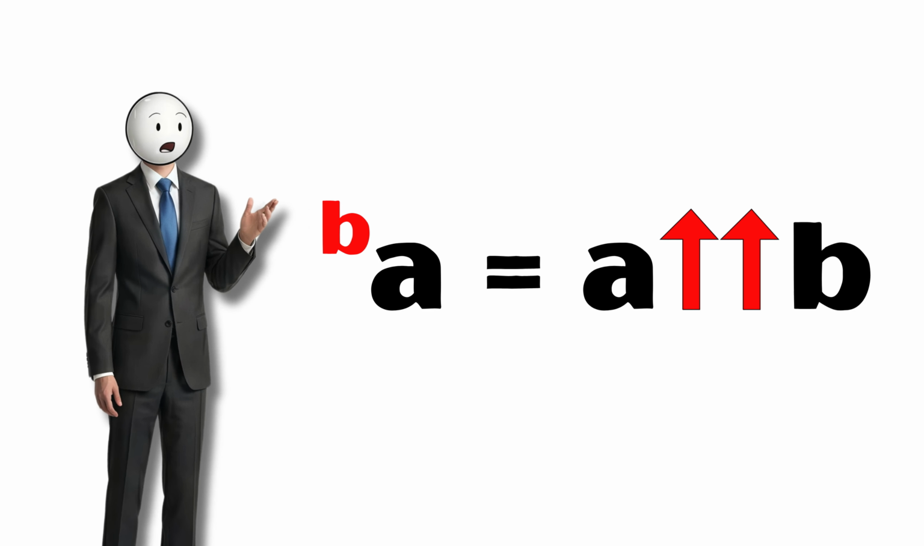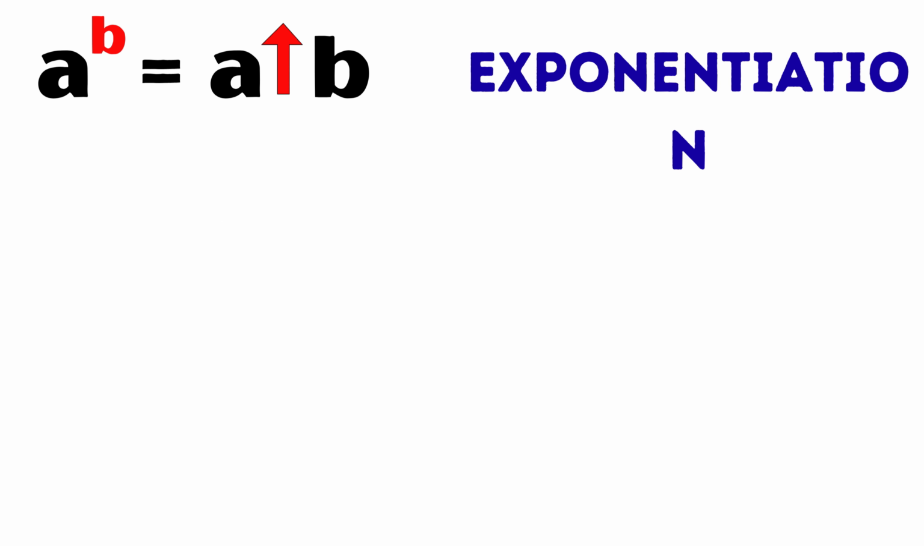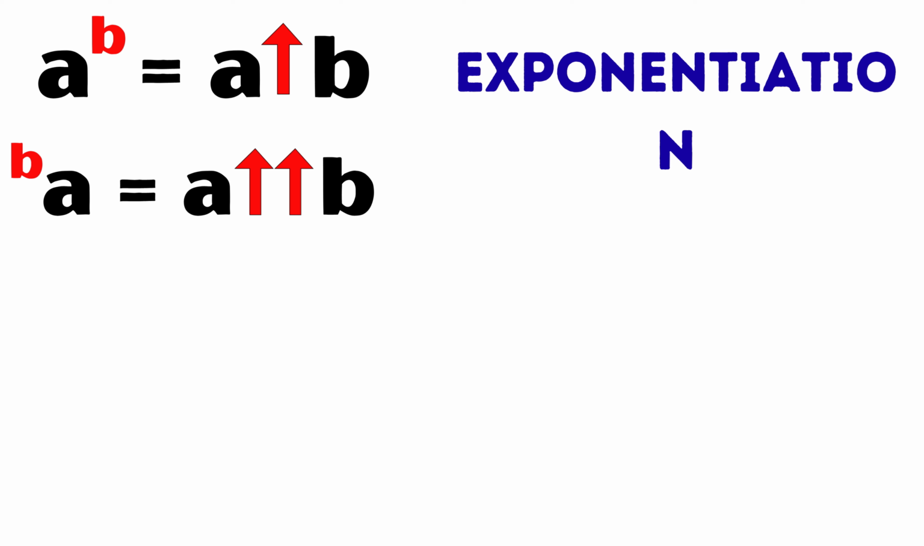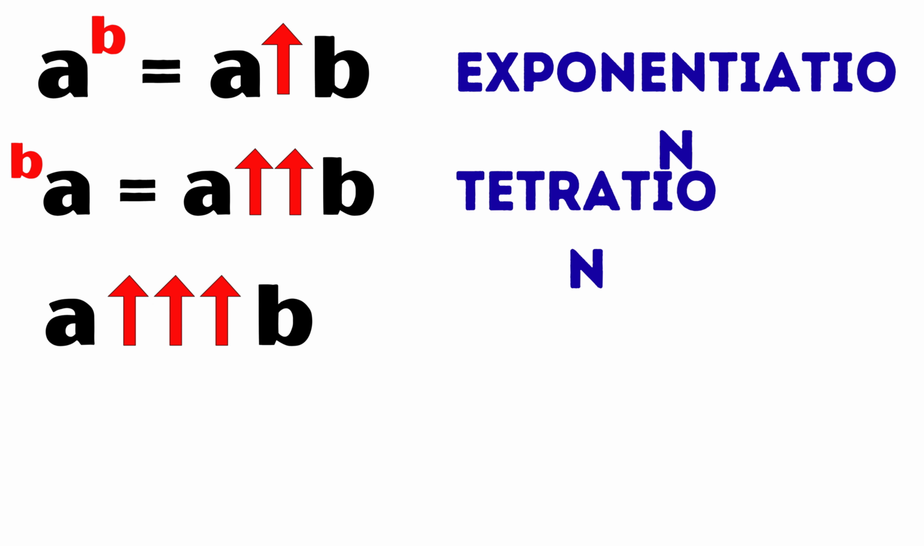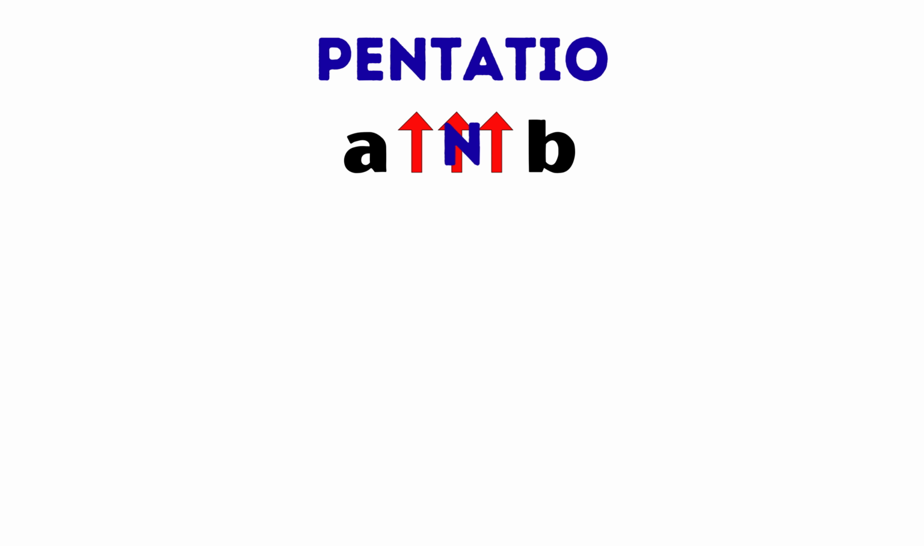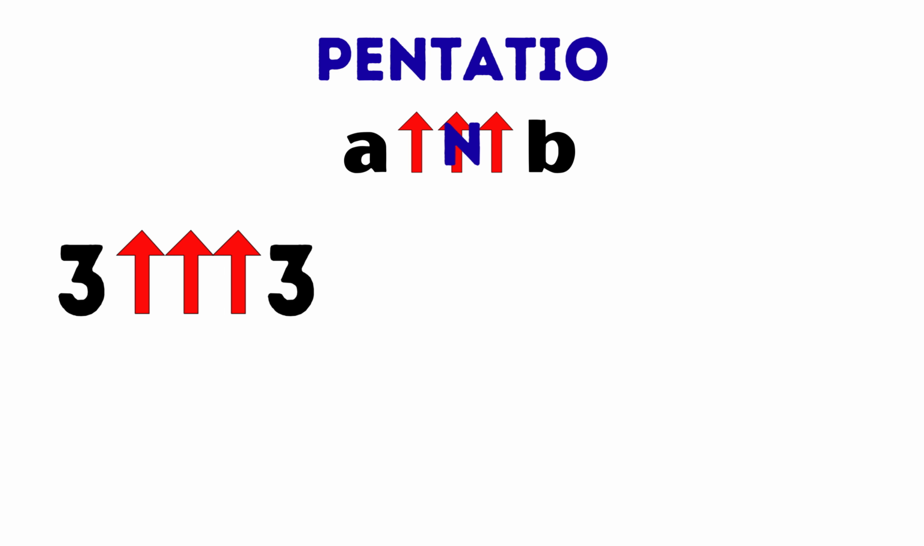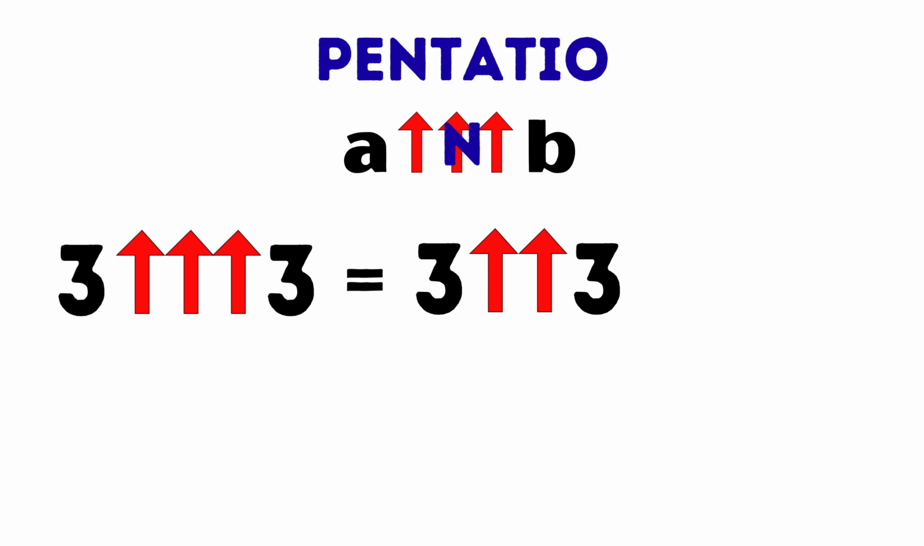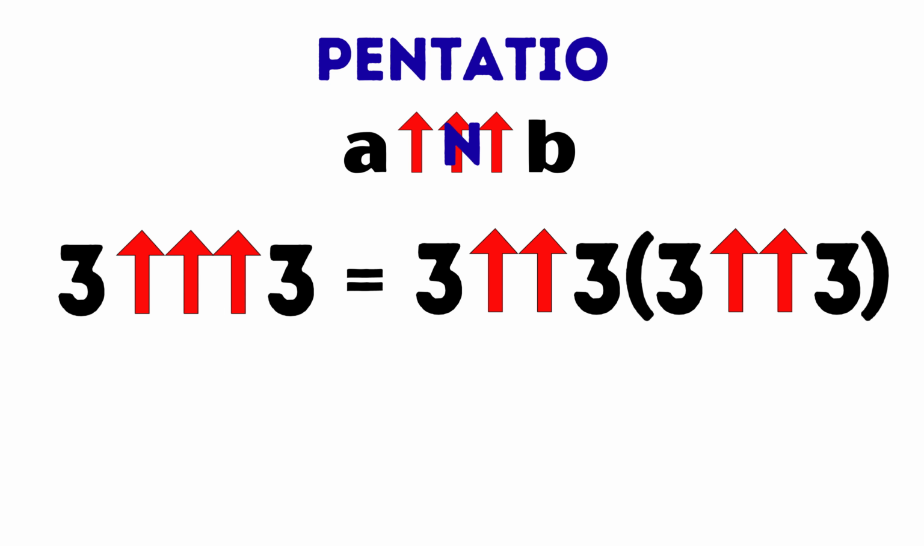To express even higher operations, mathematicians use Knuth's up arrow notation. A single arrow represents exponentiation. 2 arrows represent tetration. 3 arrows denote pentation. Pentation is repeated tetration. 3 pentated to 3 is equal to 3 tetrated to, well, 3 tetrated to 3.